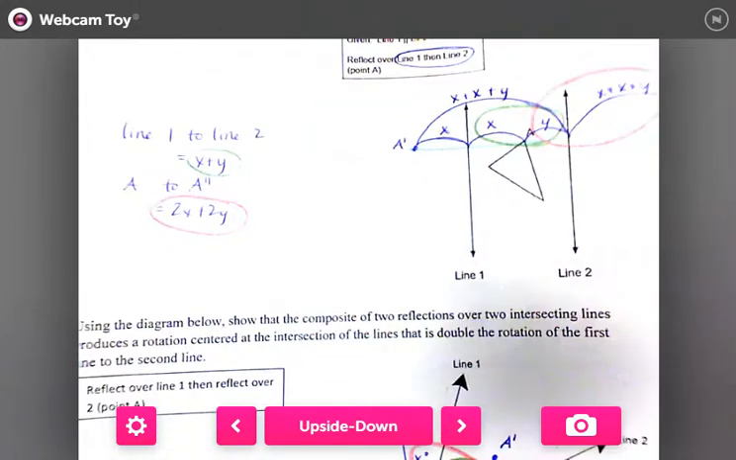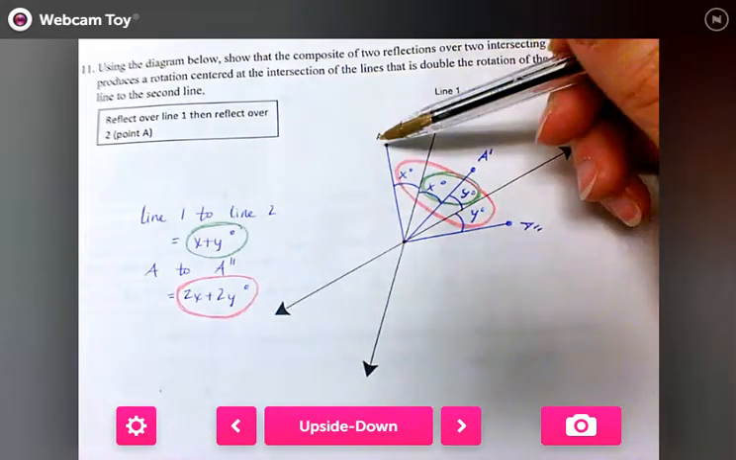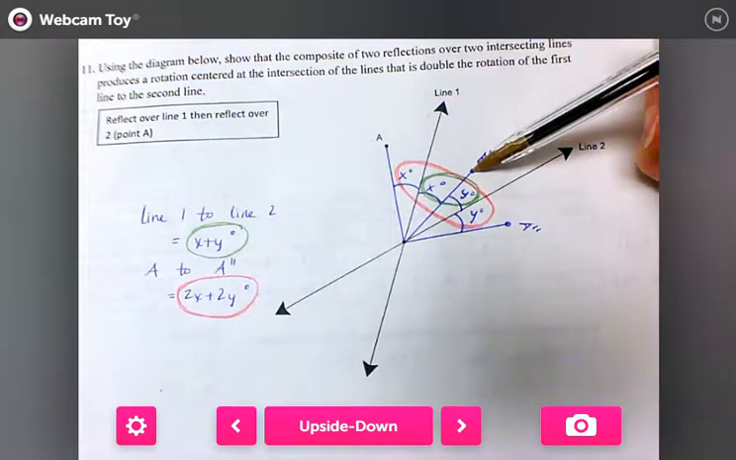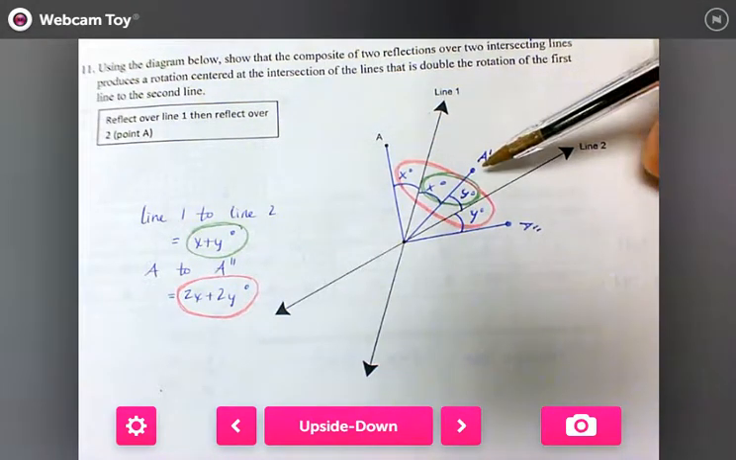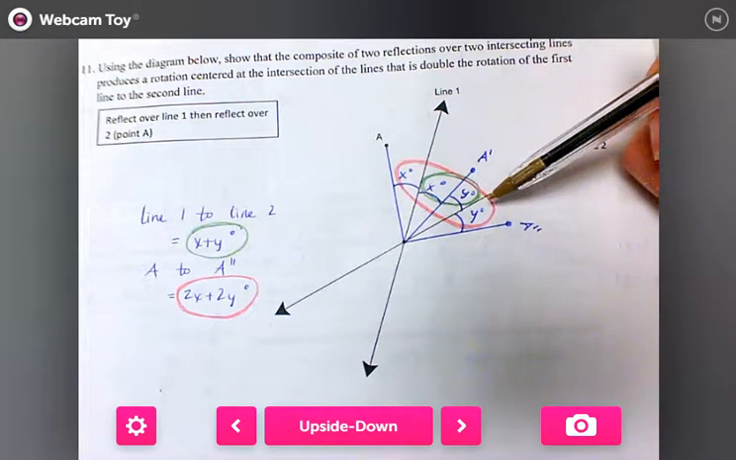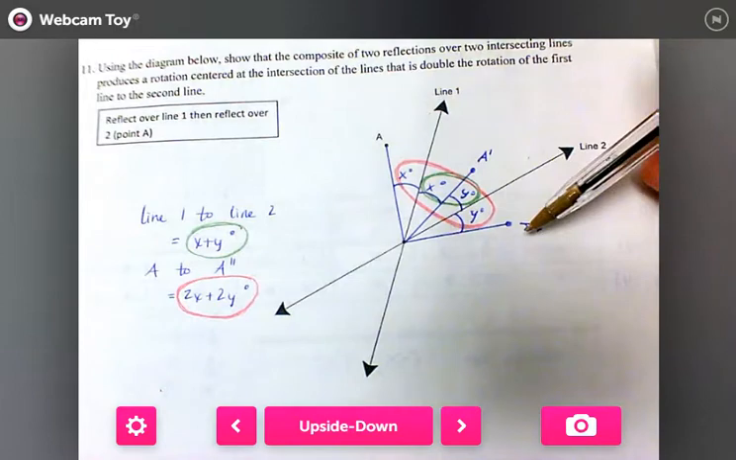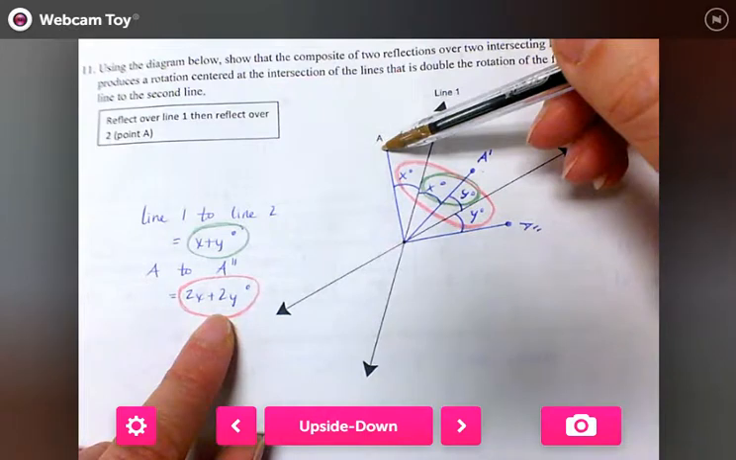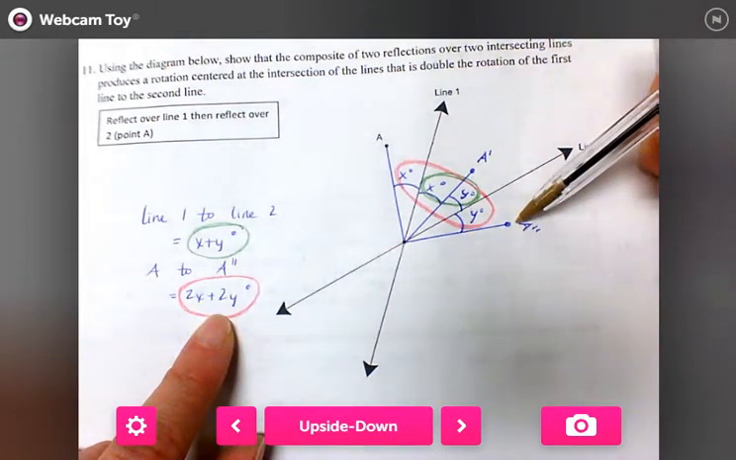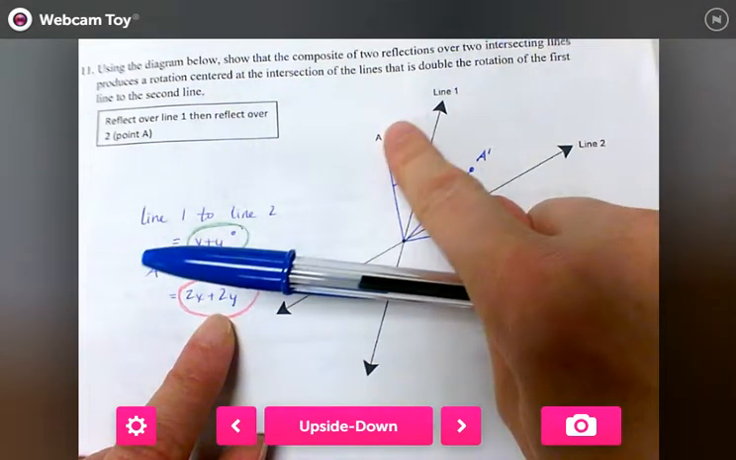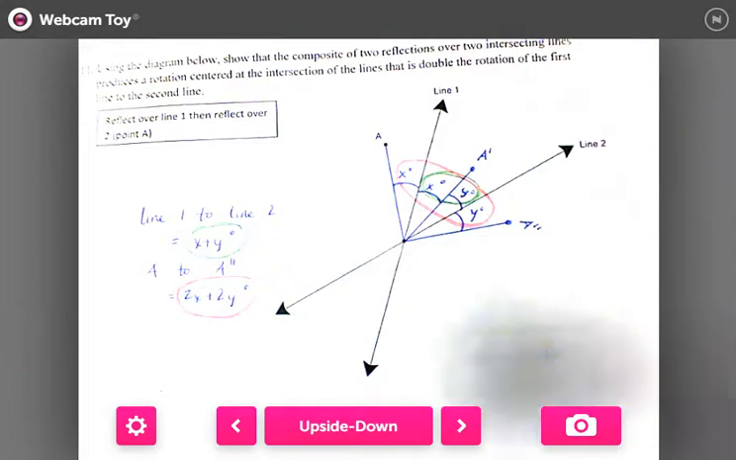Number 11. We're going to first take A and reflect it over line 1. So A to line 1 is x. Line 1 to A prime is x degrees. Then we're going to take A prime and reflect it over line 2. A prime to line 2 is y degrees. So we reflect it, and it's y degrees between line 2 and A double prime. The distance between line 1 and 2 is x plus y. The distance between A and A double prime is 2x plus 2y. And this would be a what? It wouldn't be a translation from here to here. It would be a what? What's happening? Rotation. That's what I want you guys to get.